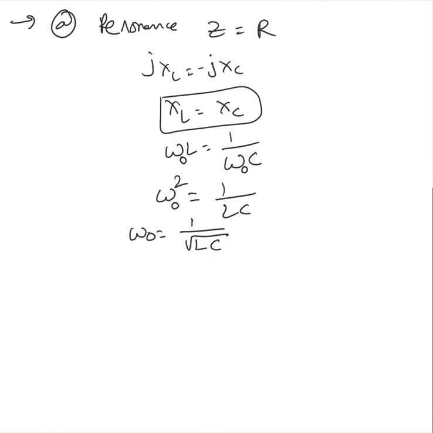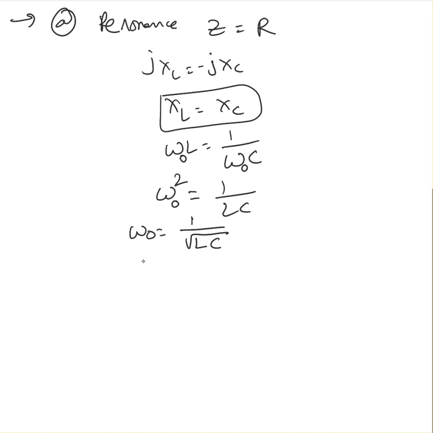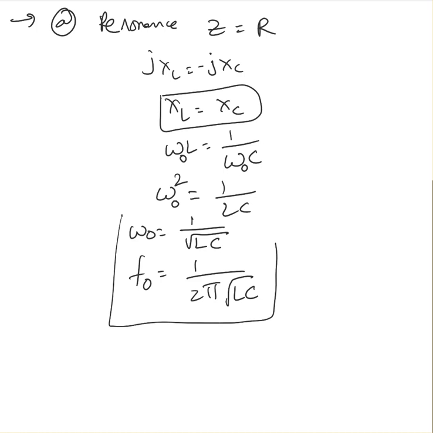This is the resonant angular frequency. When it comes to f naught, it is 1 over 2 pi square root of LC, and this is valid only for the RLC series circuit. You cannot use these formulas for any other circuit. In the next examples, I'm going to solve different examples of RLC series-parallel combination circuits. In that case, you have to find f naught for each example by making the imaginary quantity equal to 0.